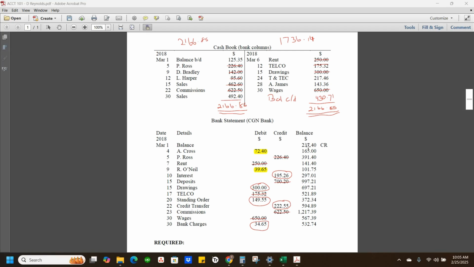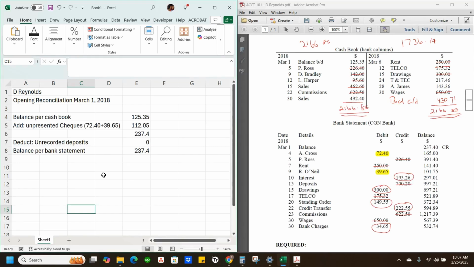In this part, we are going to complete our updated cash book and our bank reconciliation using the information that we came up with after we completed the first process, which was checking off the bank statement details against the cash book and completing our open reconciliation. Okay, so we're going to start off with updating our cash book.